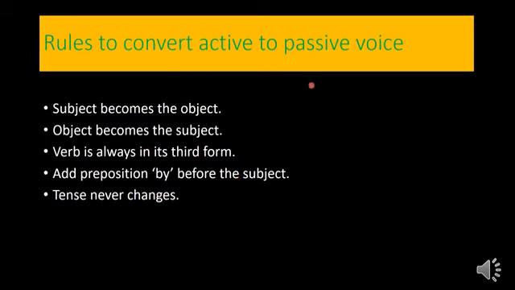The rules to convert active to passive voice: subject and object are swapped, subject becomes object, object becomes subject. Verb is always in its third form. Add preposition by before the subject. Remember that tense never changes.